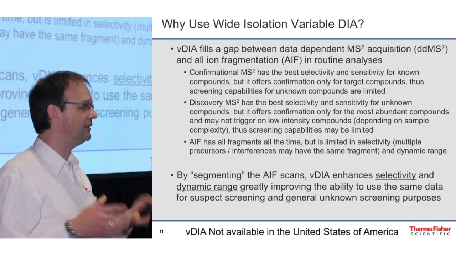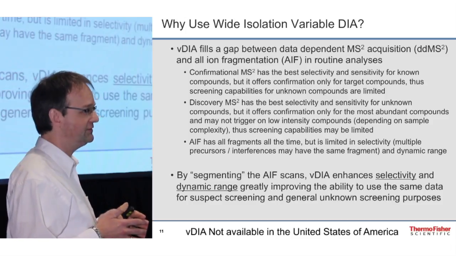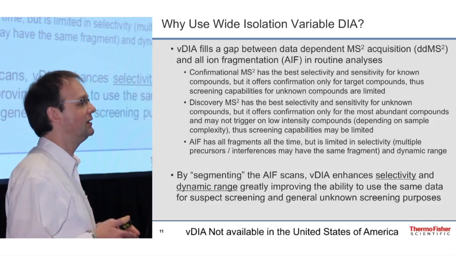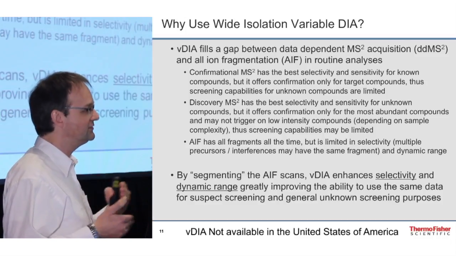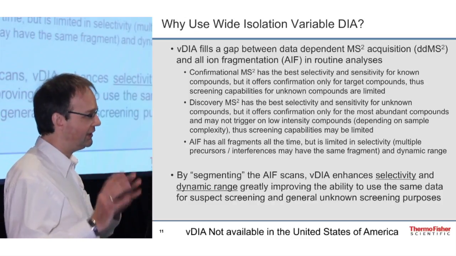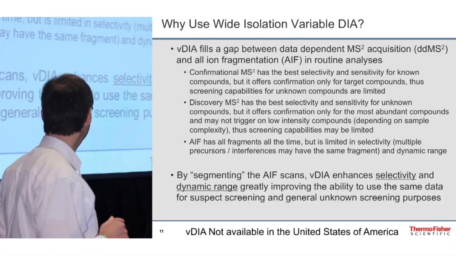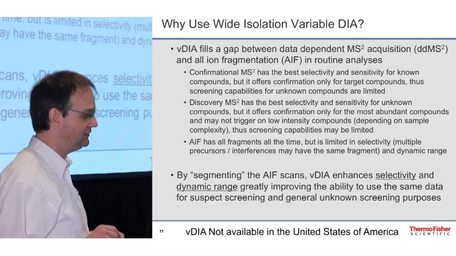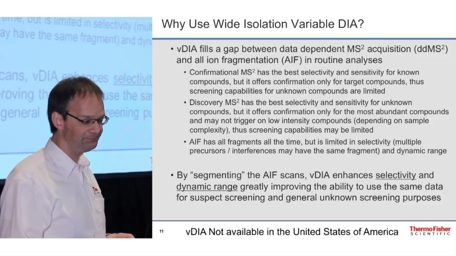But since we have all the fragments inside, you're lacking selectivity, so confirmation in many cases fails where you need it. So in the end, that's not appropriate to do quantitation and qualitative work on the same data. By segmenting the AIF, VDIA enhances the selectivity and dynamic range on this data.